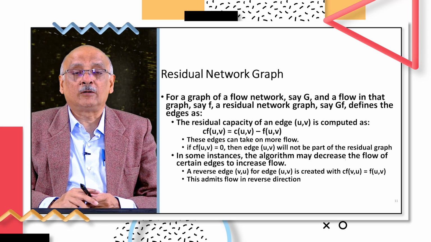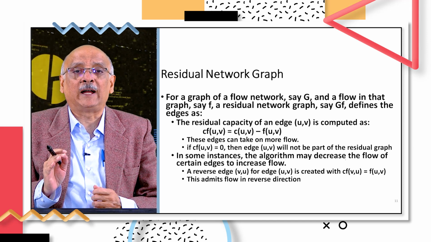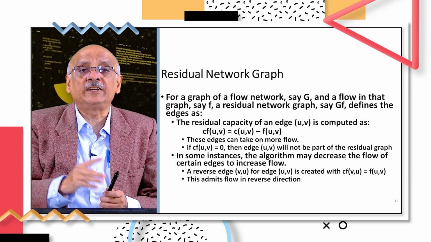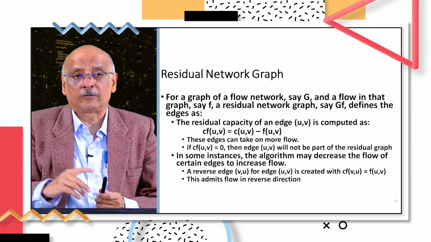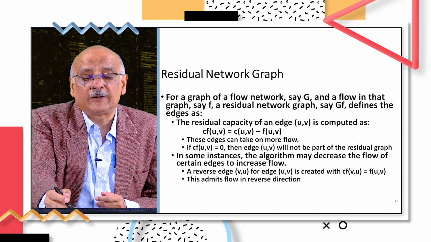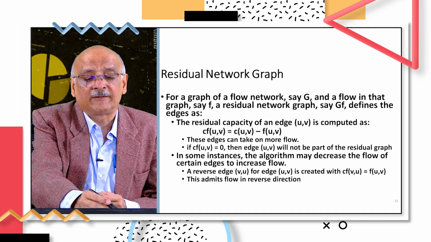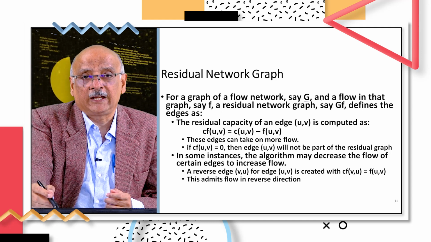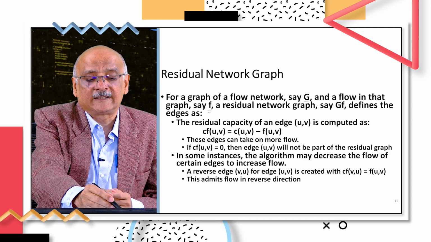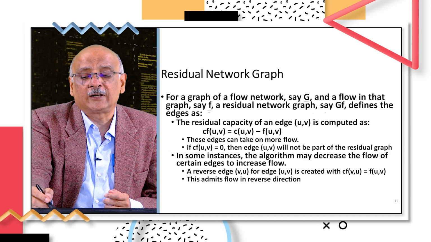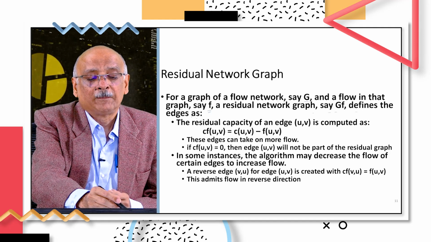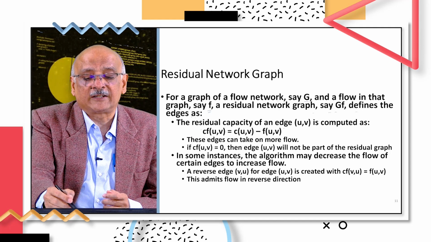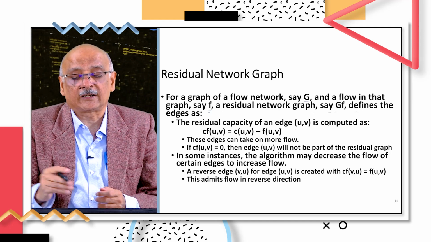So for that, what we need to define is a very important graph which is called the residual network graph. For a graph of flow network, say G, and a flow in that graph, say F, a residual network graph, say GF, defines the edges as the residual capacity of an edge, which is computed as follows.